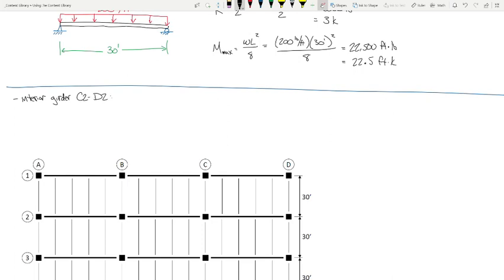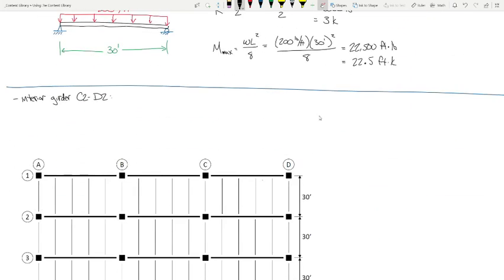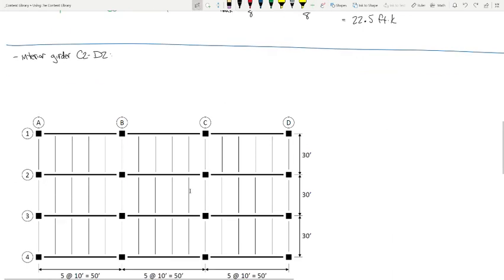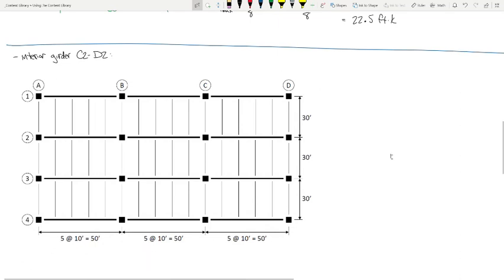Let's look at interior girder C2D2, okay? Now, the problem's asking us to find the concentrated loads on the girder. We'll probably do a little bit more than that, but let's just see what happens. So, here's the frame. So, we're talking about girder C2D2.